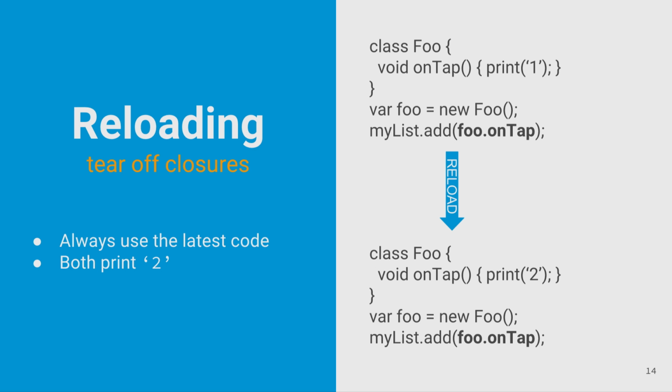So in this code example on the slide here, you can see that I first start off with my on-tap printing 1. I make a tear-off closure. I reload. It now prints 2. I take another tear-off closure. Now both of these tear-off closures print 2.